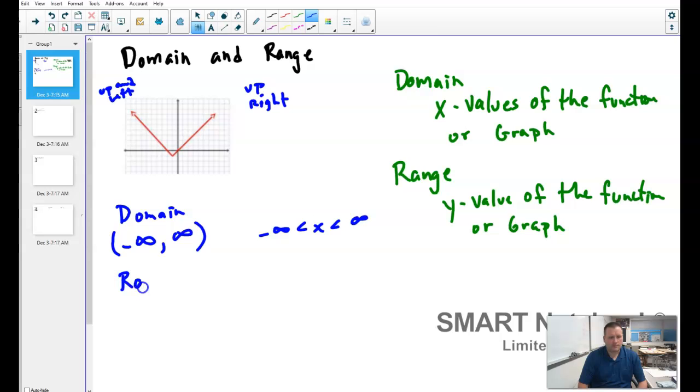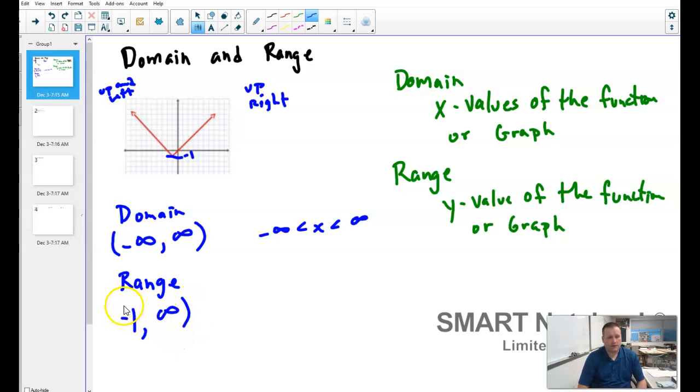My range for this one, I'm just looking for my y values. And so this is my axis that runs up and down. Well, if you guys notice, this goes up, and it stops going down right here at this value, which is at -1. And so it goes up to positive infinity, and I always want to go least to greatest. So -1 is smaller than positive infinity. So we're going to go from -1 to infinity here.